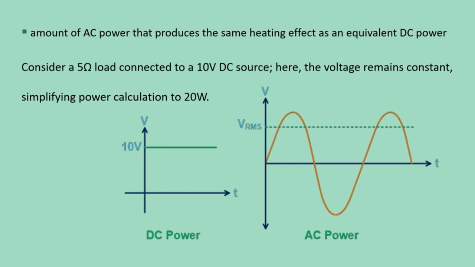For example, consider a 10-volt DC source connected to a 5-ohm load. The power generated is constant at 20 watts. However, with an AC source, the voltage fluctuates over time, so we cannot directly use a single value for power calculation. This is where the RMS value becomes essential, giving us an equivalent DC value for calculating power.